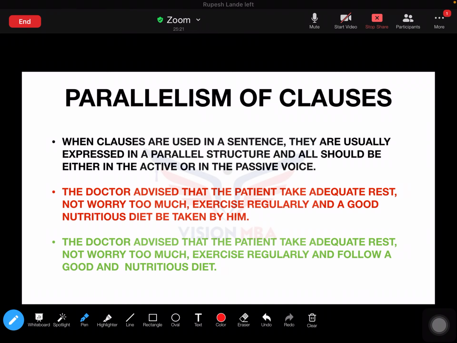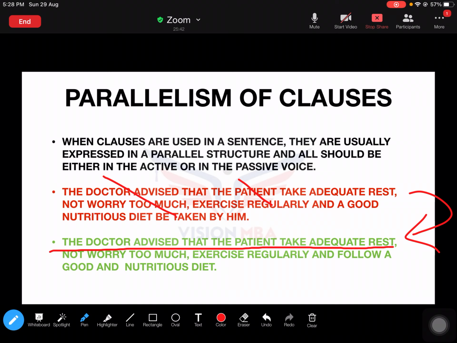Or even if you are not understanding phrases and clauses, you will understand that the formation, the pattern, is not making sense. Here I'm talking about take adequate rest, not worry too much, exercise regularly. So how am I going to change that? Now this incorrect sentence got corrected here. Read this: the doctor advised that the patient take adequate rest, not worry too much, exercise regularly, and follow a good and nutritious diet.